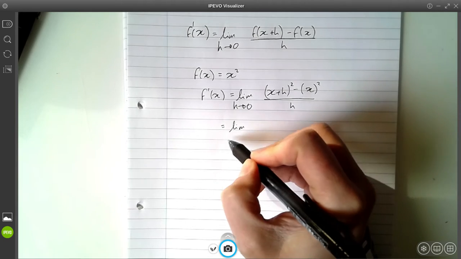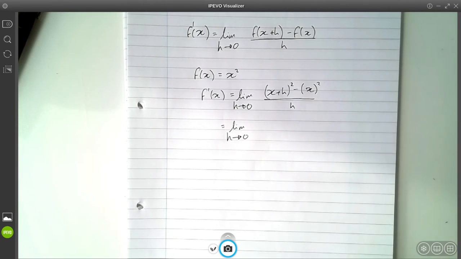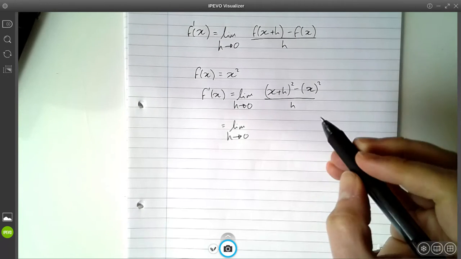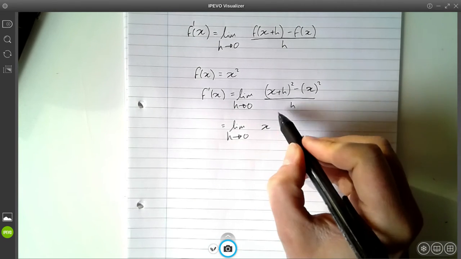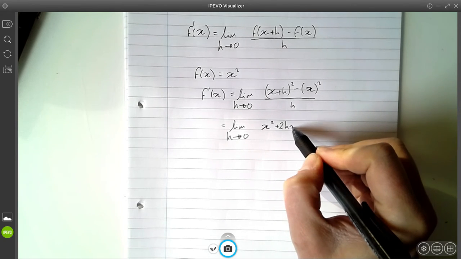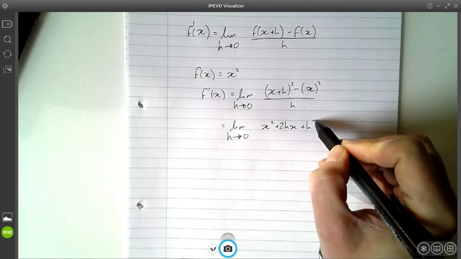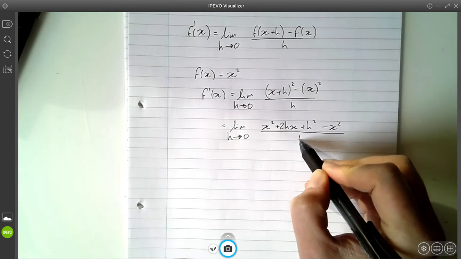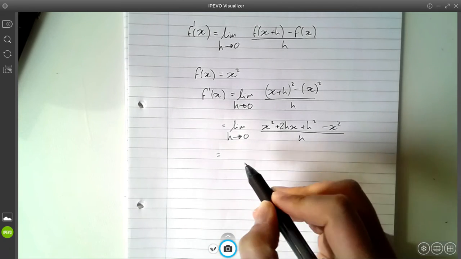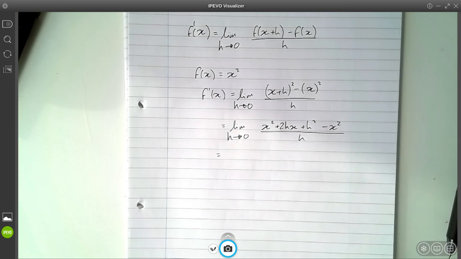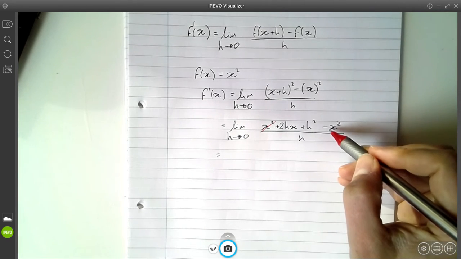I'm going to write the limit as h tends towards 0 every single time here, not being lazy about it. So I expand this bracket out, so I'm going to get x squared plus 2hx plus h squared, subtract x squared, all divided by h. Okay, we do some tidying up here. Now these are going to cancel out, so we're going to get an x squared, take away x squared, so that's going to cancel out.